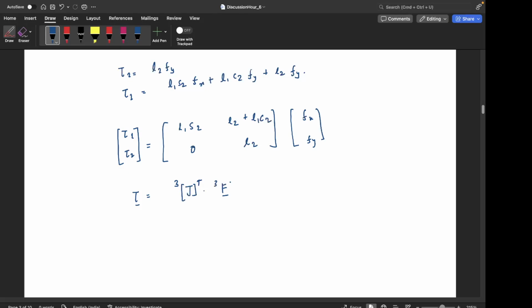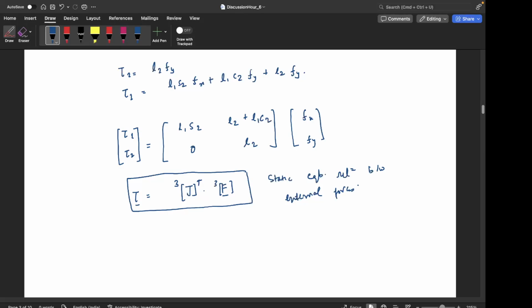So this Jacobian matrix and this force, this is a very important relationship. The static equilibrium relation between external forces and joint torques.